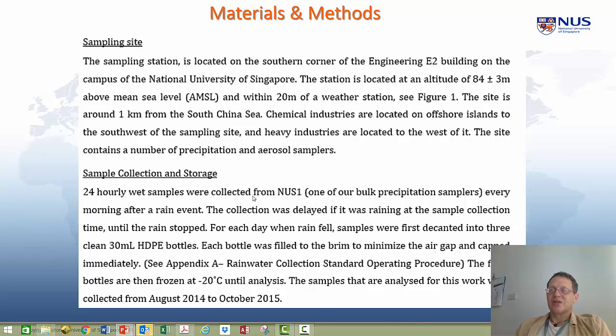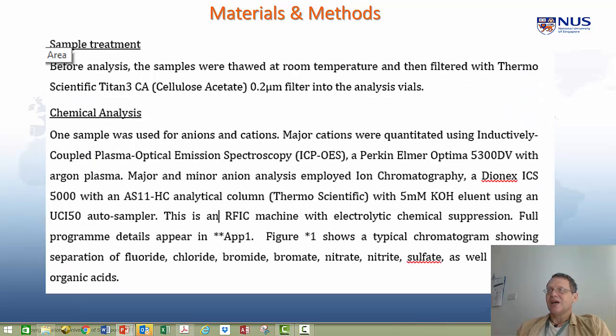Next is sample collection and storage: how things were collected, how they were stored. For many pieces of work, in fact probably for any work, how you treat your samples defines what you can do with the results, so it's important. Then chemical analysis. What analyses were done, what instruments they were done on, that sort of information is here.